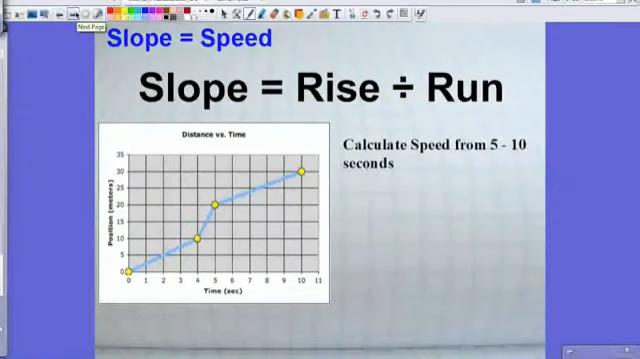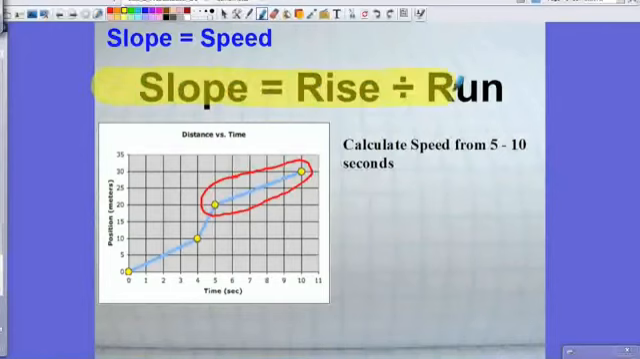All right, so let's say that this time I want to find not just the speed of the whole graph, but the speed of one little section. If you look at it, it says calculate the speed from 5 to 10 seconds. So let's say I only want to find the speed between just these two points, and that's it. All right. So now, instead, I have to find the slope.